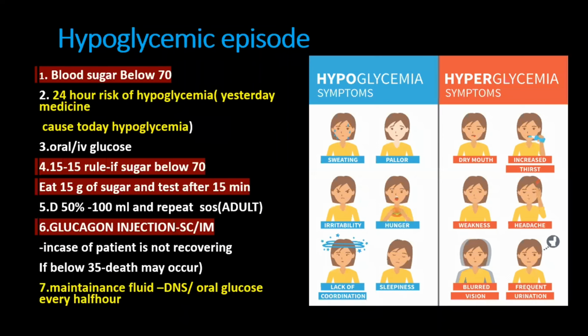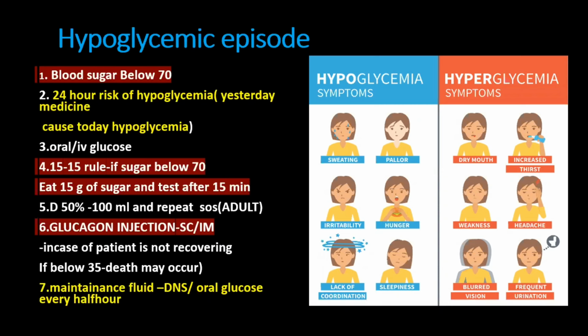Hi friends, welcome to the final part of diabetes: hypoglycemic episode. If blood sugar falls below 70, we call it hypoglycemia. What are the symptoms? Sweating, irritability, pallor, hunger, lack of coordination and sleepiness.